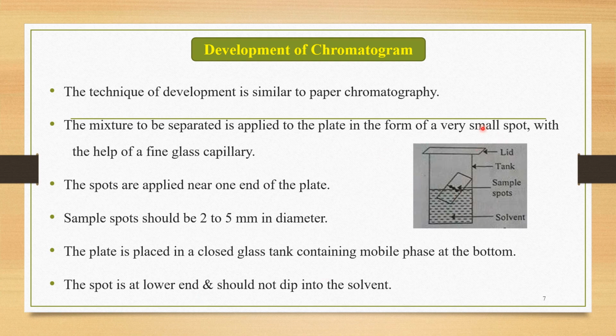So this is a figure for development of the chromatogram. This is a closed glass tank with a lid. At the bottom there is a solvent for this particular chromatogram. Then this is a glass plate. On this glass plate we have to give the sample spots. These sample spots do not dip into the solvent. So this is a simple process for the development of the chromatogram.